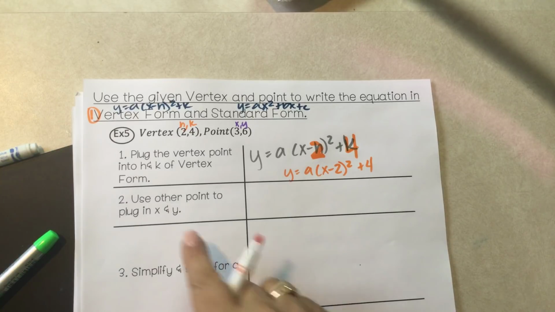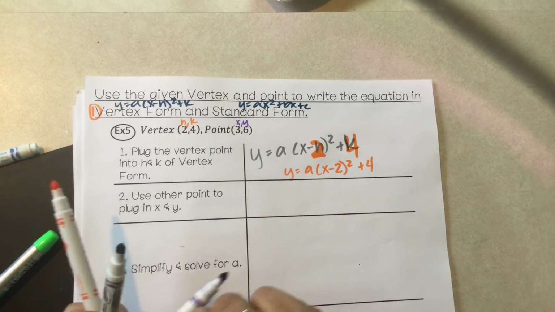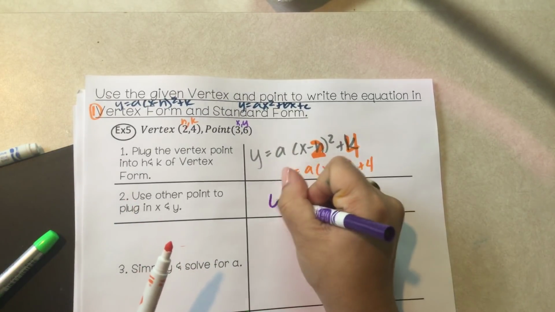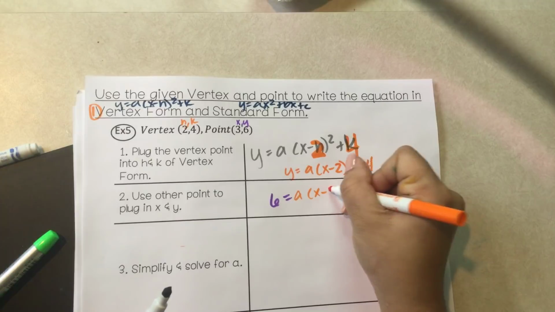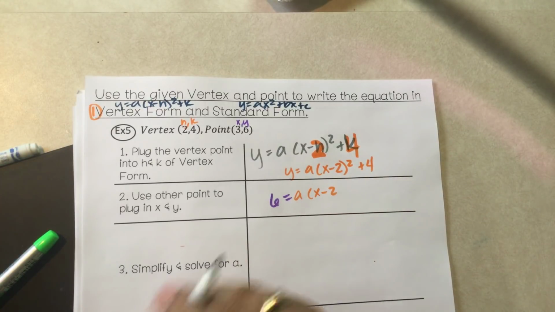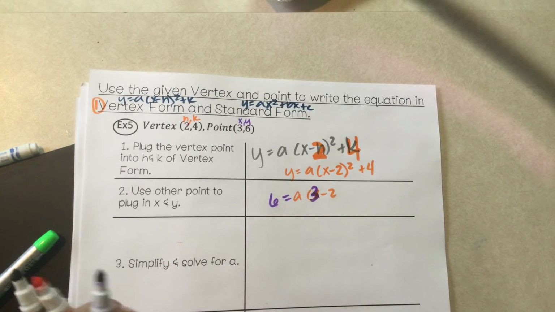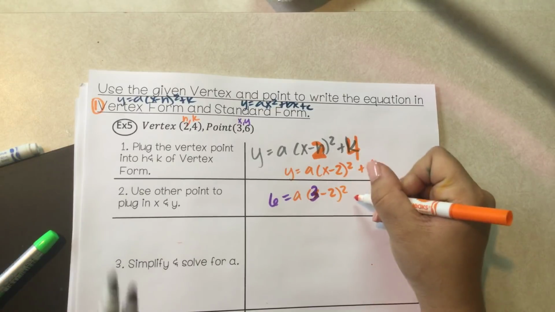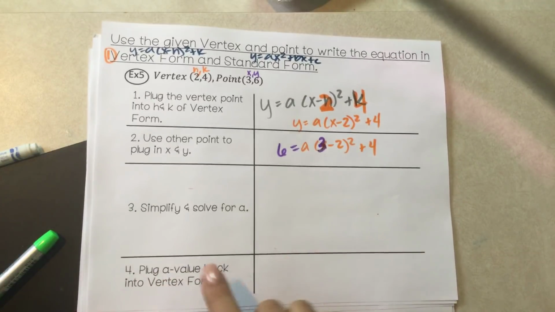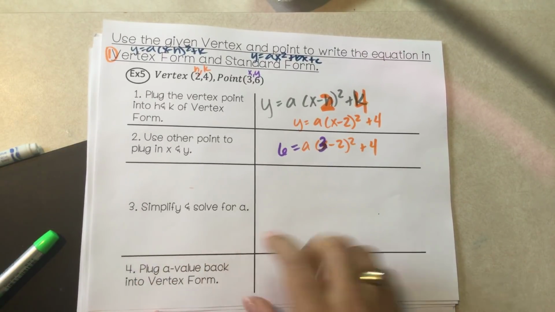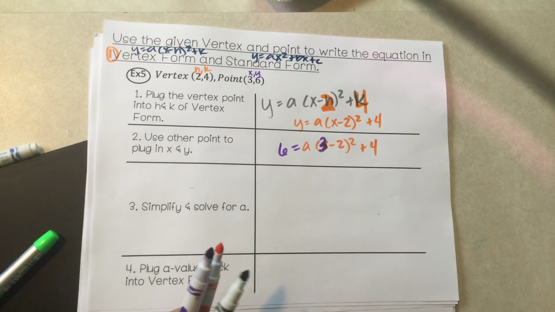Okay, now I'm going to use the other point to plug in x and y. So this y right here is going to change to the 6. Oops, sorry, and that x right there should be a 3. Sorry guys, I'm juggling all the colors in my hands. The only thing that you have to do now is simplify and solve for a. So this takes us back to chapter 1 of when we were solving equations.